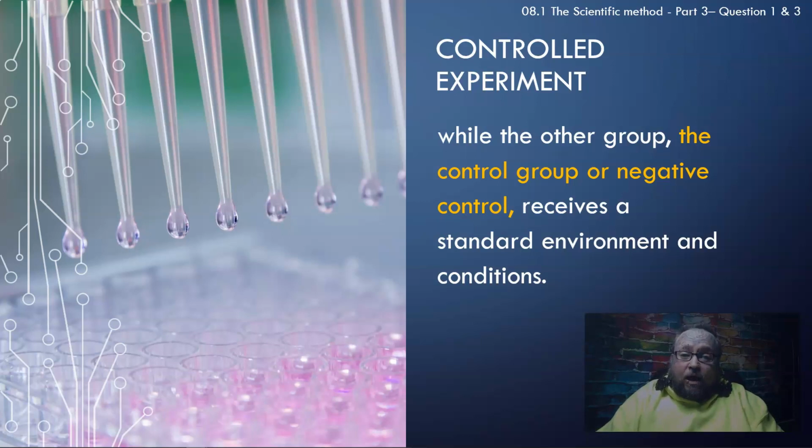Now, while the other group, if we're splitting this up, is referred to as the control group or negative control, and it receives the standard environment or conditions. So you'd be applying the same control variables to it. You'd expect the same independent variable, but you're not manipulating it. And you are measuring the dependent variable of what happens when you're not making a change at all, versus the case of the experimental group, where you are measuring the dependent variable.